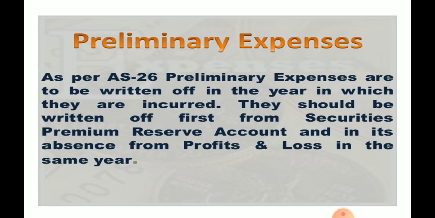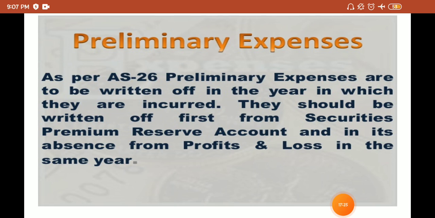Now, the preliminary expenses are discussed in this slide. As per accounting standard, these expenses are to be written off in the year in which they are incurred. They should be written off first against the securities premium account and, in its absence, from the profit and loss account in the same year.